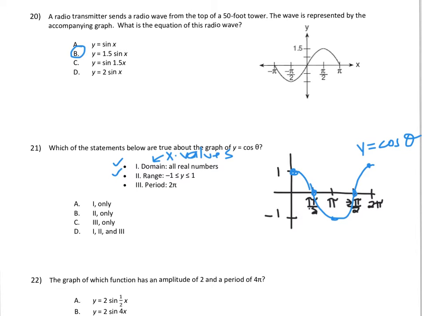Okay, now the period. We know the definition of the period is the length of one complete cycle. So this is saying the length of one complete cycle is 2 pi units. Well, that's also true. It takes 2 pi units to complete one cosine curve. So that's true as well. So everything is true. So letter D is our answer.